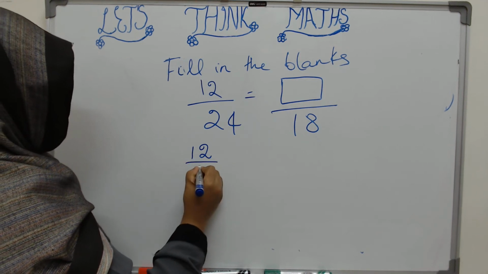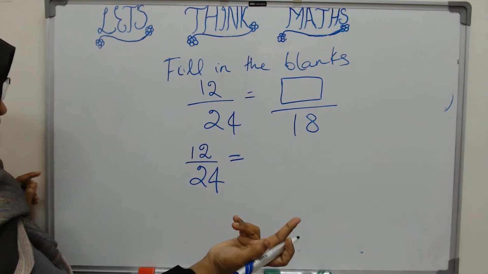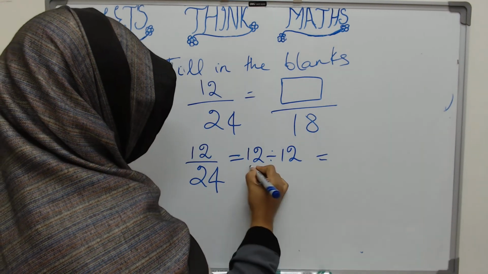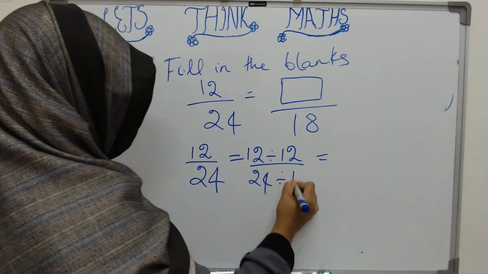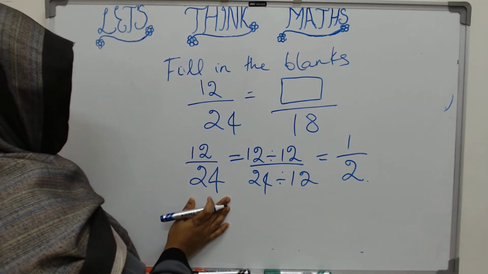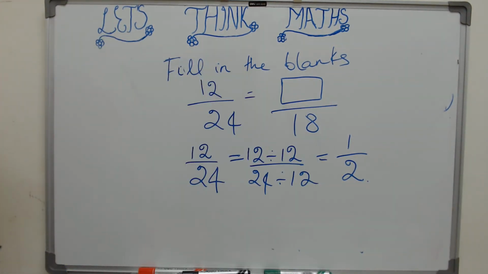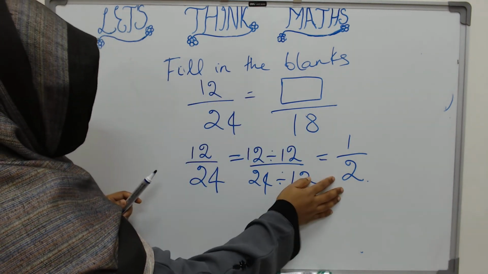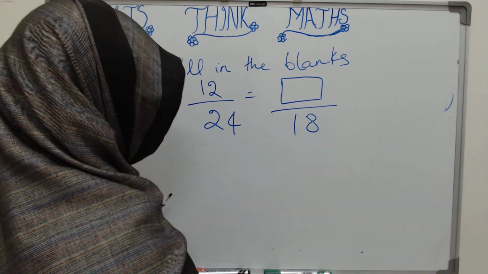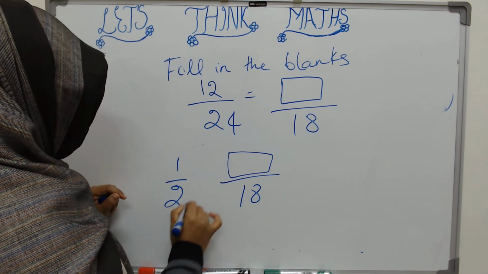So this we will first reduce to its lowest term. And clearly 12 into 2 is 24, right? So 12 divided by 12, 24 divided by 12, that is equal to 1 by 2. So even though it is 12 by 24, in the lowest term it is 1 by 2. So now if this is equal to 1 by 2, then this will also be equal to 1 by 2, right? So this is also equal to 1 by 2.